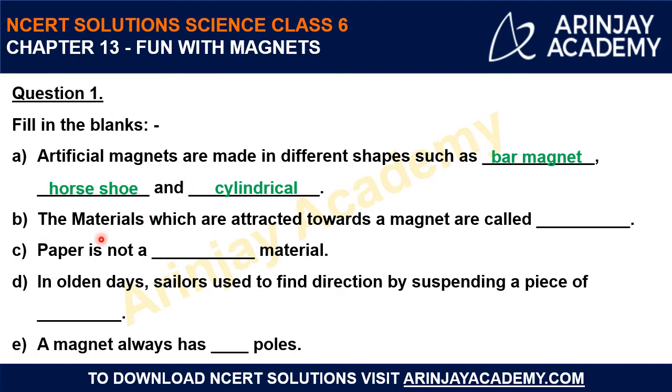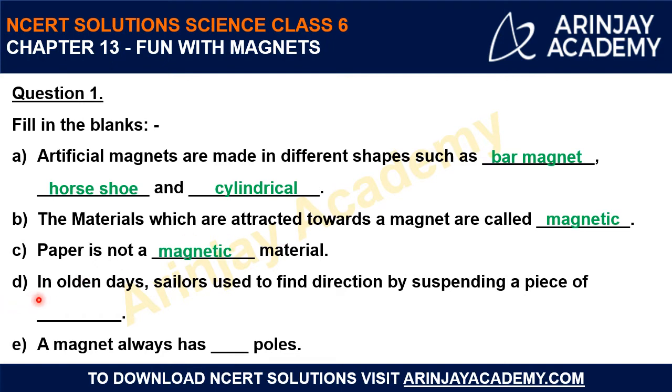The second statement is: the materials which are attracted towards a magnet are called. So जो materials एक magnet से attract होते हैं, so we call such materials as magnetic materials. Fine. Third statement is: paper is not a dash material. So you know that paper does not get attracted towards a magnet. That means paper is not a magnetic material.